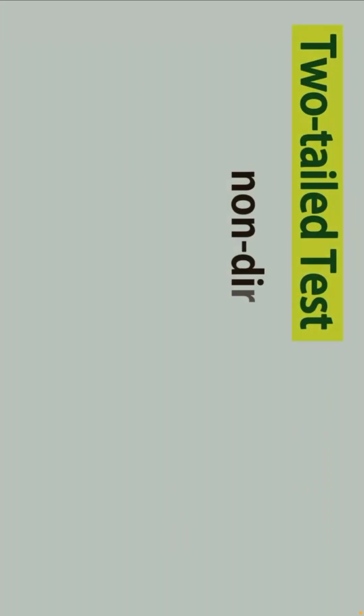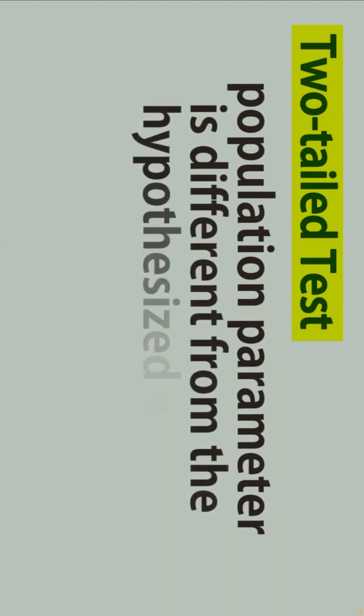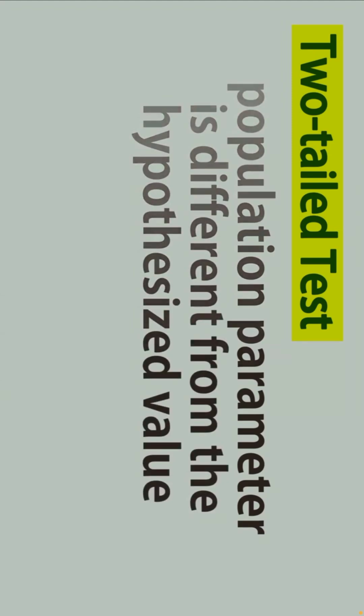Now, on the other hand, a two-tailed test is non-directional. That is, it does not commit to only one direction. It is used when the research hypothesis specifies that the population parameter is different from the hypothesized value. In essence, the parameter is either greater than or less than the hypothesized value. For example, testing if the mean of a population is not equal to 50. Not equal to 50 could mean greater than 50 or less than 50, hence is two-tailed.